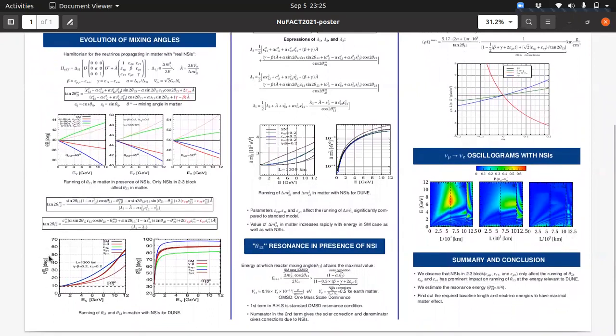Similarly, in this plot, we show the running or evolution of theta 1 3m as a function of energy. The main feature of this plot is that when theta 1 3m reaches 45 degrees, the contribution from epsilon e mu or epsilon e tau vanishes.